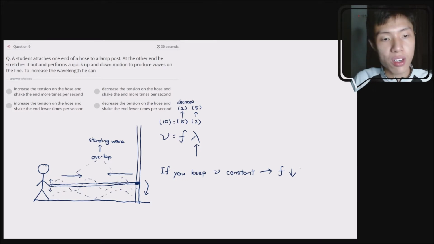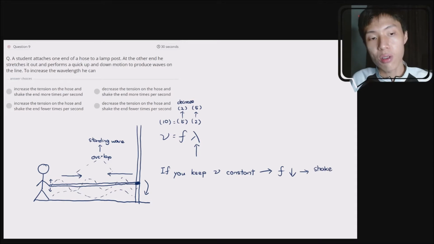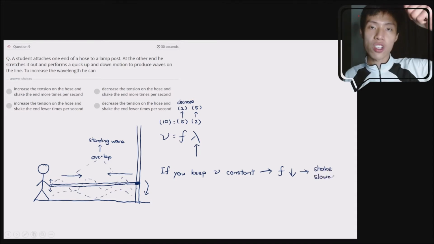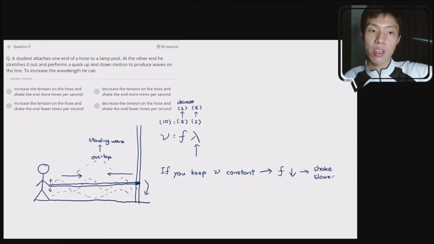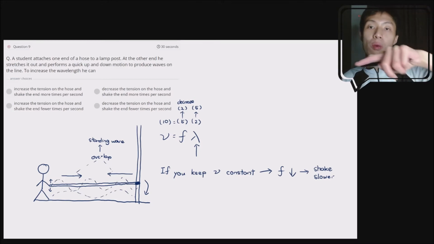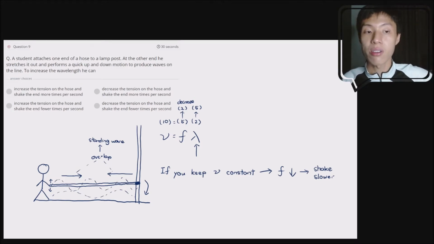So frequency decrease, what does it mean? You shake more, you shake faster, or shake slower? Well, we shake slower, right? So if you shake slower, then in 1 second you probably produce one wave cycle. If you shake faster, then in 1 second you produce many wave cycles. So if you shake slower, you bring down the frequency. So you know that half of the answer is you shake it for fewer times per second. So now you can eliminate these two answers already.